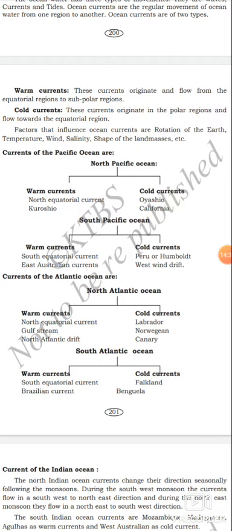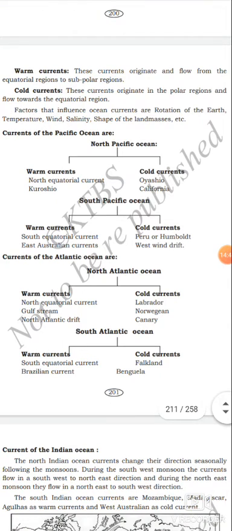Second one is cold currents. The cold currents originate in the polar region and flow towards the equatorial region, opposite to warm currents.